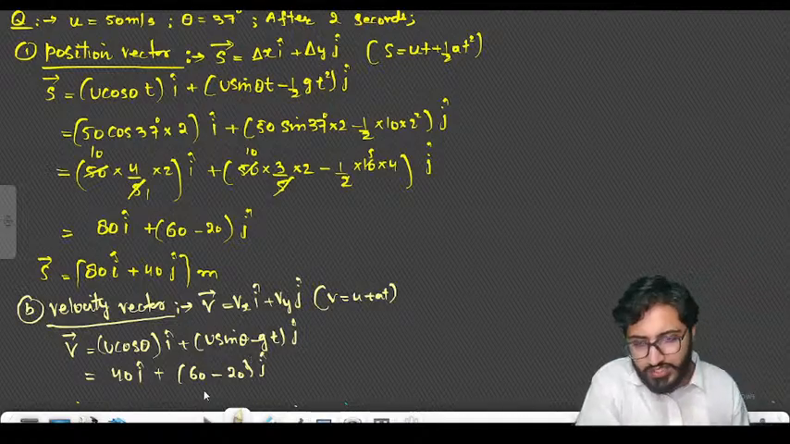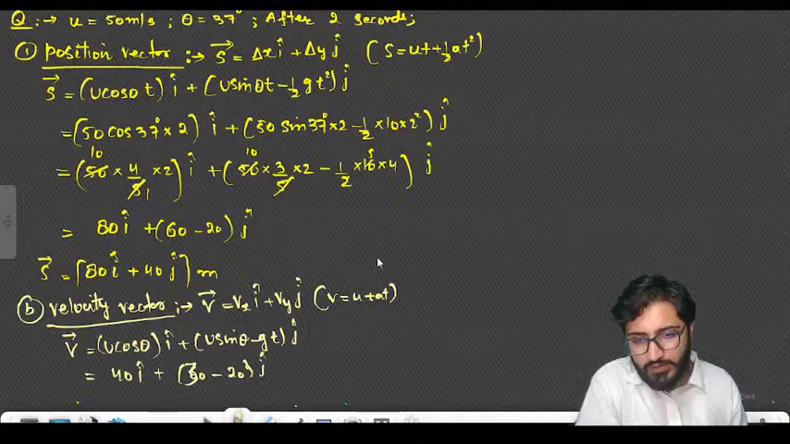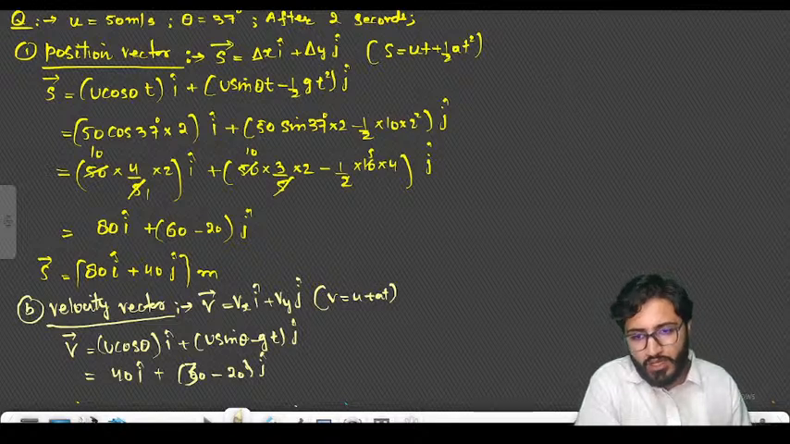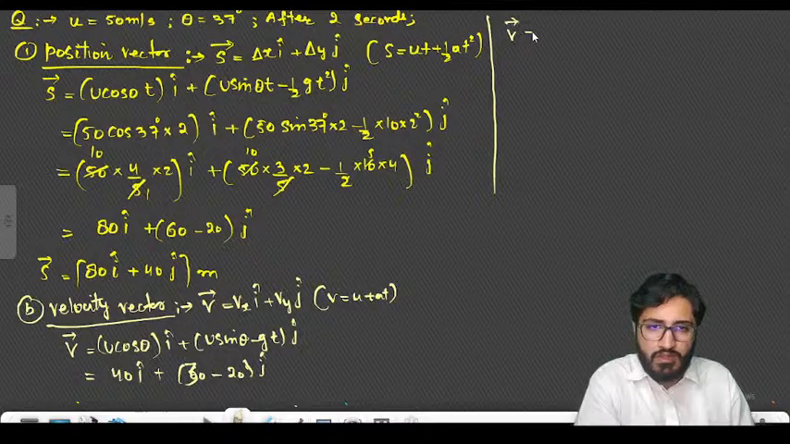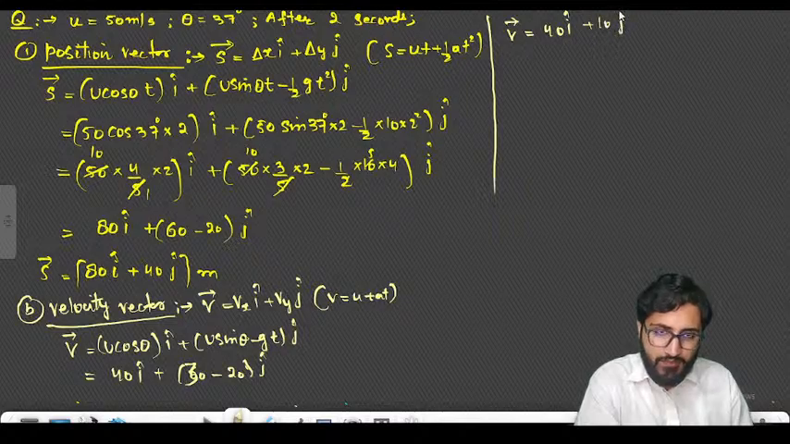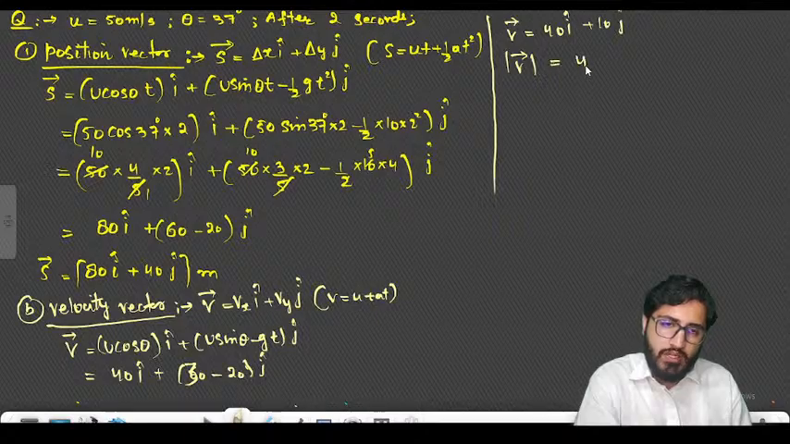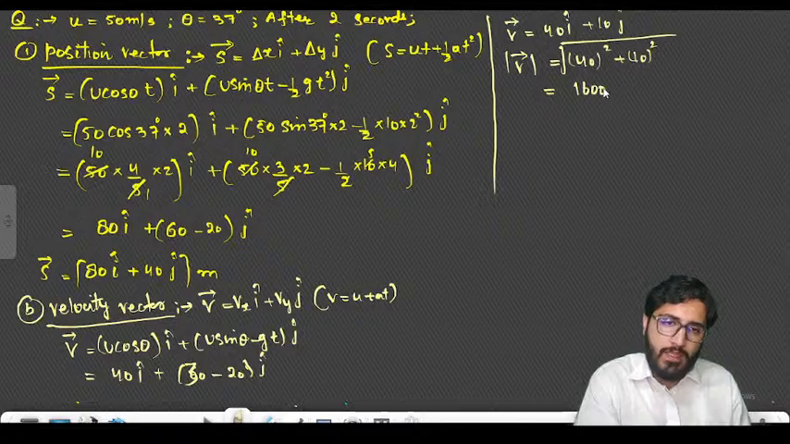No, it is not 60. It is 30 only, right? Look now, beta. So what is V here? Is it 40 i cap plus 10 j cap? If you need its magnitude, it is simple: 40 square plus 10 square, then a root. 1600 plus 100, that means 1700.